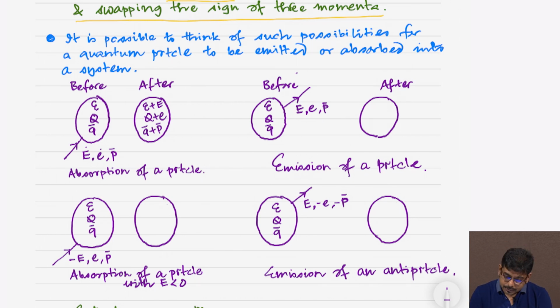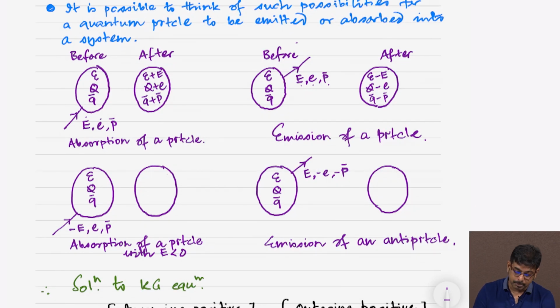Now, let us consider another case where you have a system with the same configuration, energy E, the charge Q and the momentum q vector, and what is happening now is that there is an emission of a particle with energy epsilon, charge small e and a momentum vector p. So, what happens to that system after it emits a particle of this kind? Then you say that the energy of the system becomes E minus epsilon, the charge becomes Q minus e, and the momentum becomes q minus p.